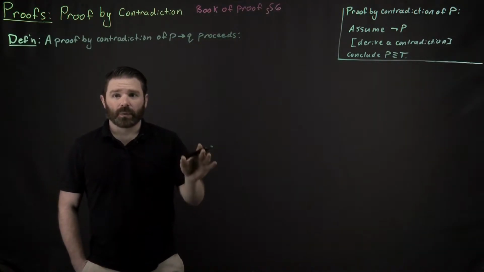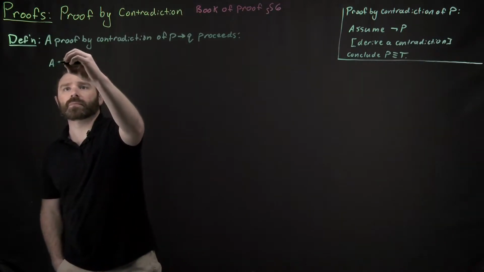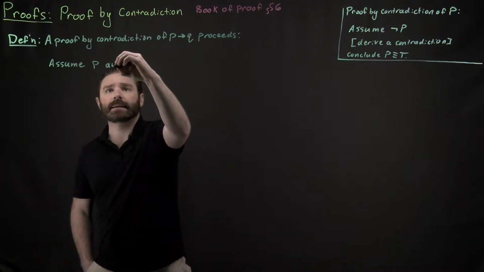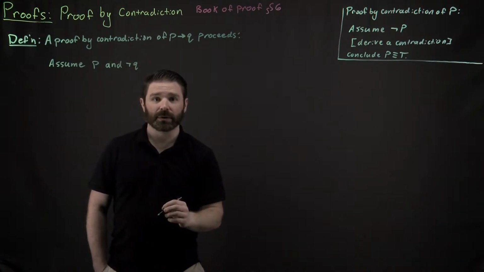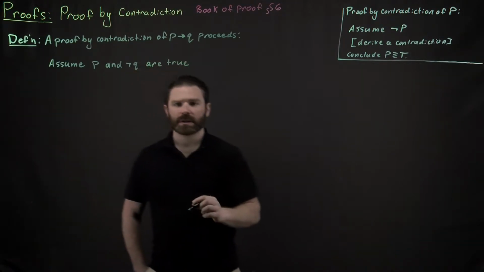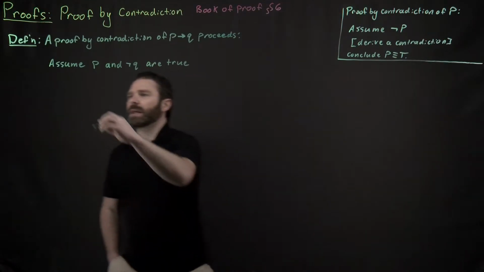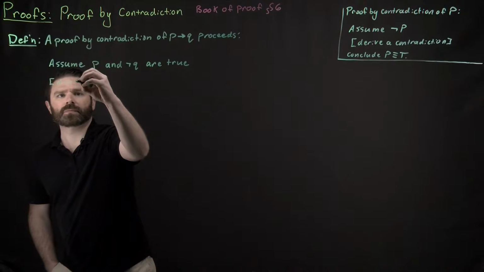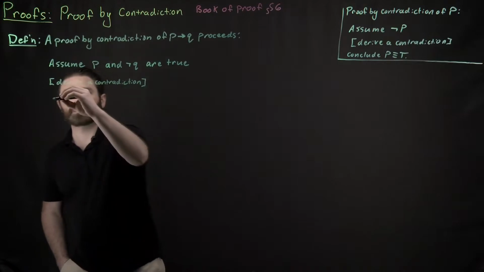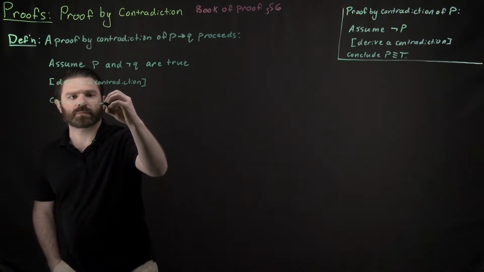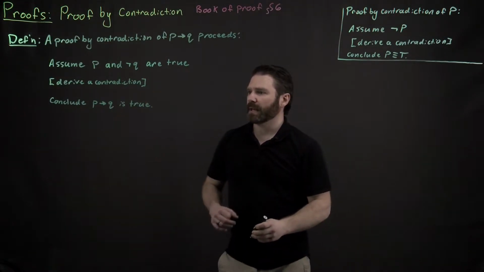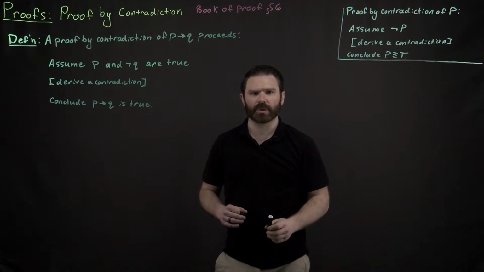So it proceeds in the following way. We first off assume that P is true and not Q is true. So we assume that P and not Q are true, then we derive a contradiction. And that allows us to conclude that P implies Q is true.